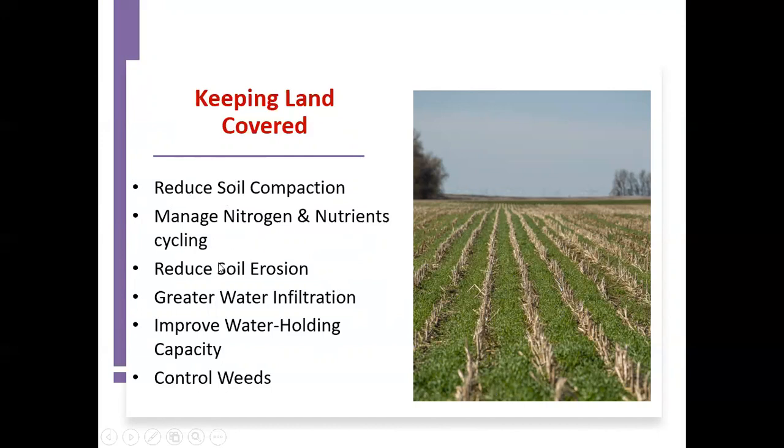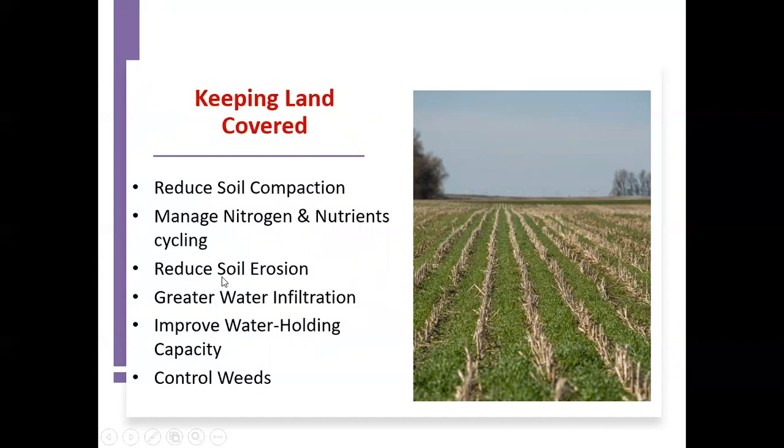Manage nitrogen and nutrient cycling. So you are managing the nitrogen, and especially when you're growing the leguminous crops, it is very helpful. Not only for the land cover, but it also fixes some nitrogen from the atmosphere. And the other nutrient cycling that you can incorporate, that the cover crop are grown in some part of the world, but not in all.